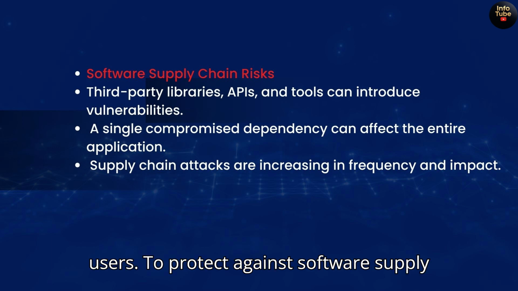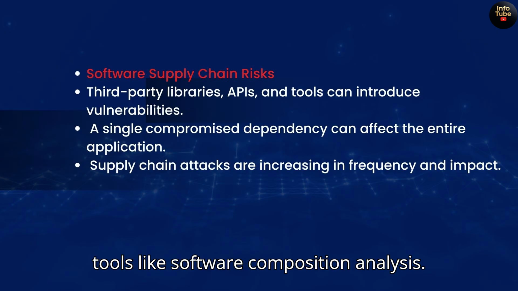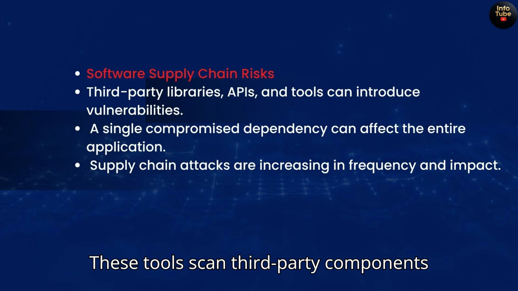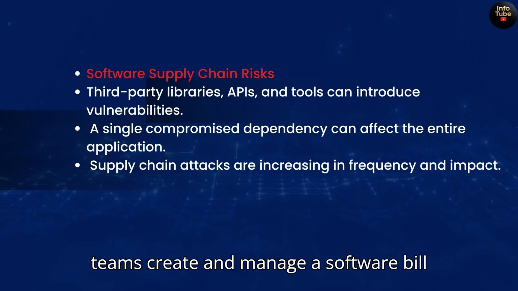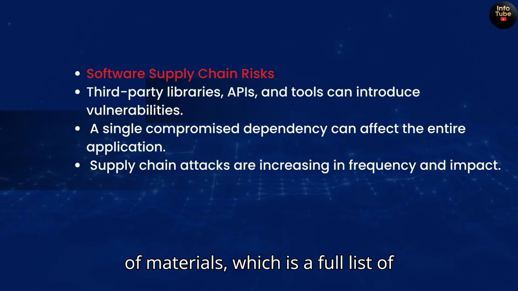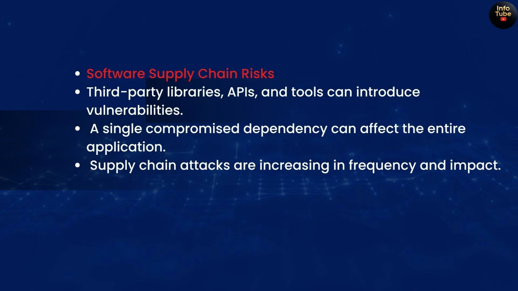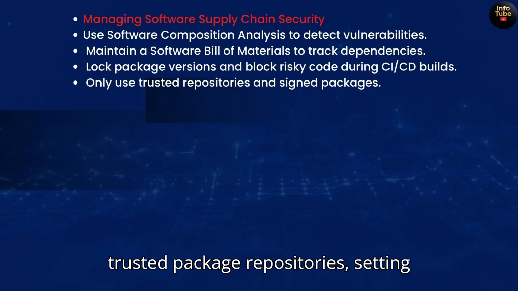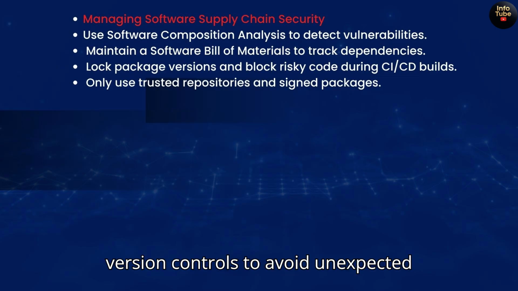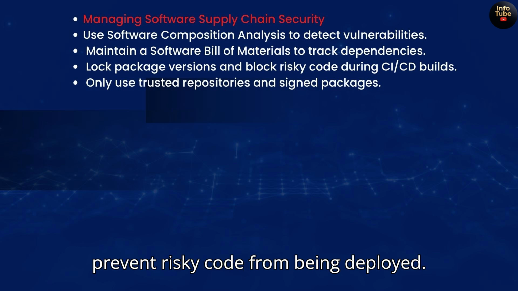To protect against software supply chain threats, developers should use tools like software composition analysis. These tools scan third-party components for known vulnerabilities. They also help teams create and manage a software bill of materials, which is a full list of software dependencies in a system. Additional safeguards include only using trusted package repositories, setting version controls to avoid unexpected updates, and placing security gates in continuous integration pipelines to prevent risky code from being deployed.